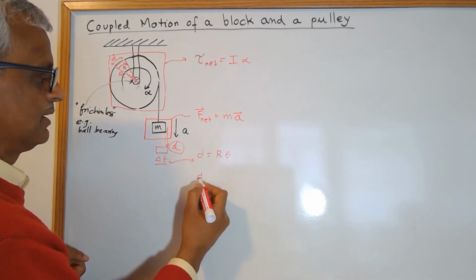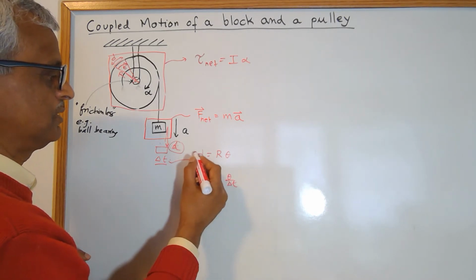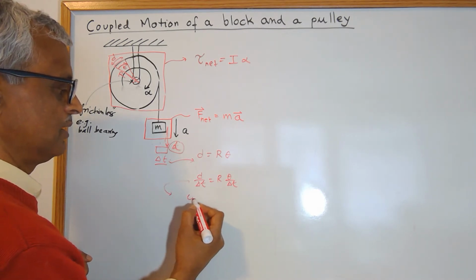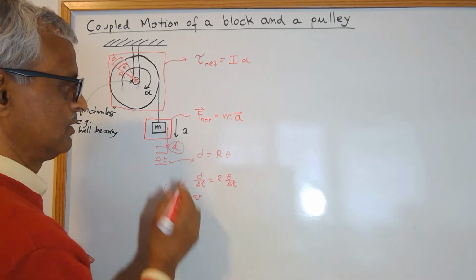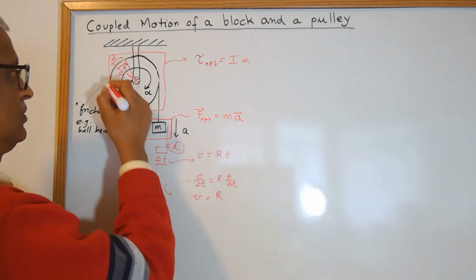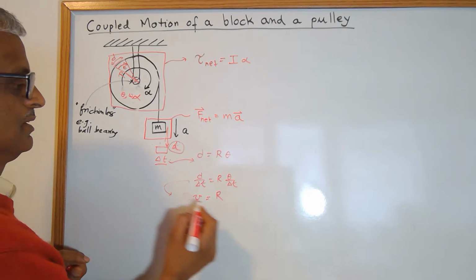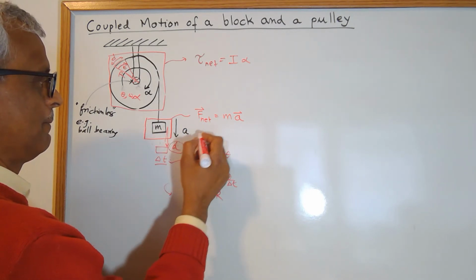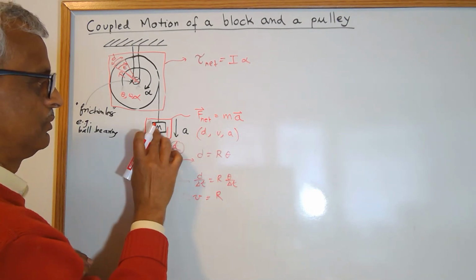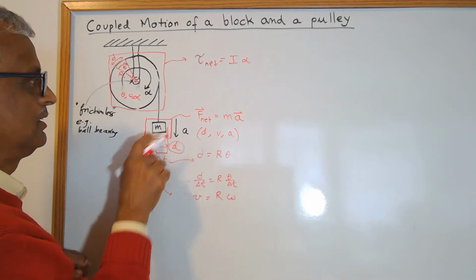So if I divide by delta t, this means v of this guy has to equal r omega of that guy. So you have properties theta, omega, and alpha here, and over here you have distance, v, and a for this mass. So v of this is related to that.